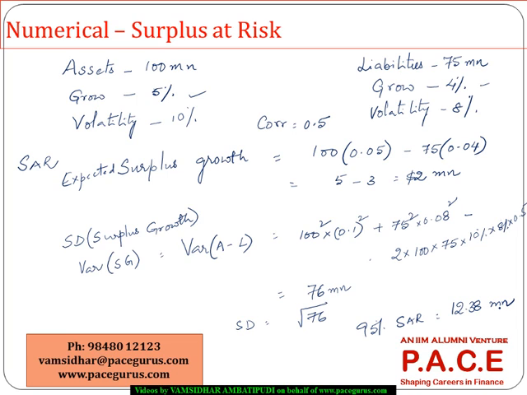I can say with 95% confidence that the surplus will not go below 12.38 million. The loss with respect to the surplus will not be more than 12.38 million. So that is how we can compute the surplus at risk, and based on that we can try adjusting and keeping reserves to address the loss that can come up if the surplus gets into a risk.